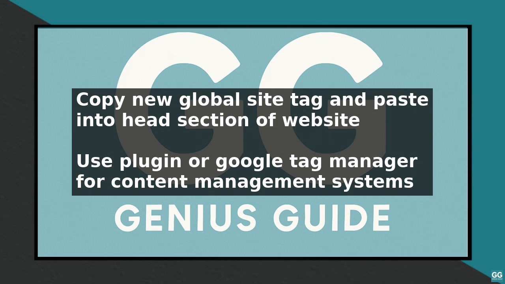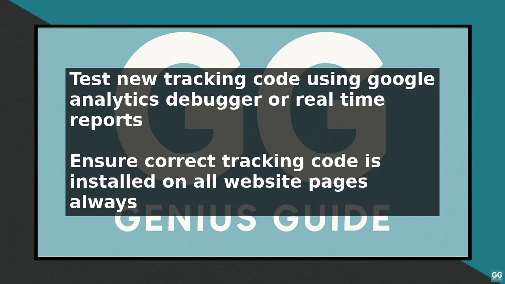Best practices for upgrading to the new tracking code include making sure that you have the correct tracking code installed on all pages of your website, testing the tracking code regularly to ensure that it is working correctly, and using Google Tag Manager to manage your tracking codes.